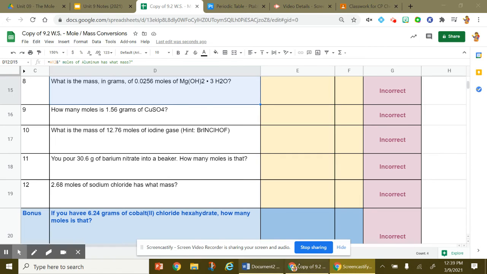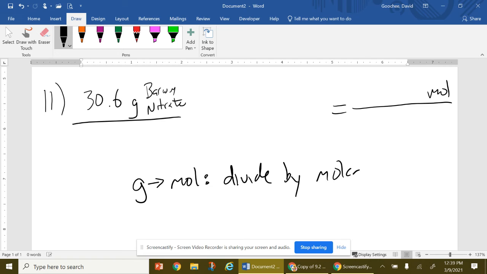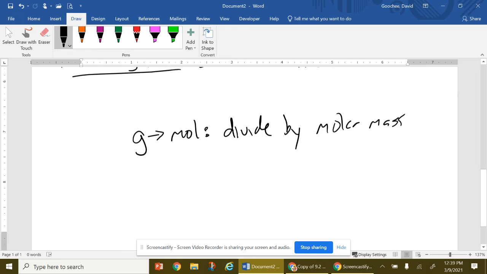Now, as I've been saying before, when you go from grams into moles, you divide by the molar mass. You divide by the molar mass. So 30.6, I'm going to divide it by the molar mass, which is what? What is the molar mass of barium nitrate?